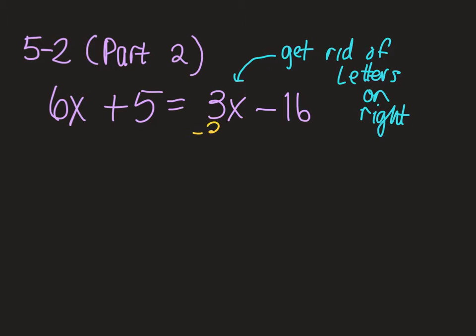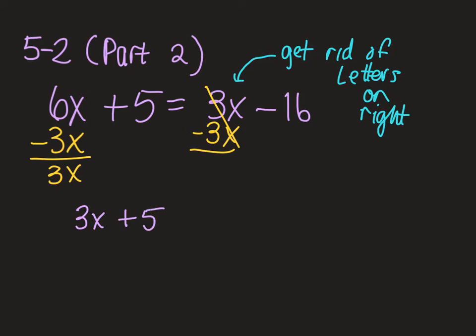So I want to subtract 3x. I need to subtract 3x from the other side. Do I subtract it from the 5 or do I subtract it from the 6x? Well, only one of these is like terms. I got to do right here because those are like terms. Cross these out. 6x minus 3x makes 3x. My next step is to rewrite: 3x plus 5 equals negative 16.